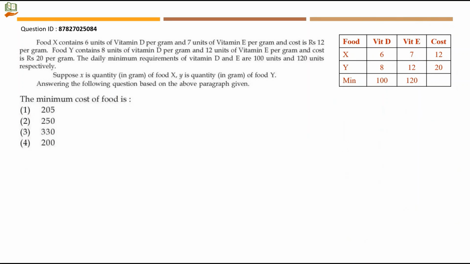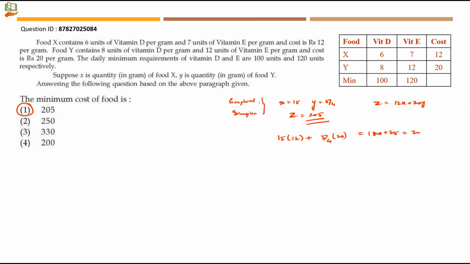Next question. The minimum cost of food is, as per graphical method, as per simplex method, we have x equal to 15, y equal to 5 by 4 and z equal to 205. So option number 1 will be the right answer. Just substitute the values 15 and 5 by 4 in Z is equal to 12x plus 20y. 12 into 15 plus 5 by 4 into 20. This will give 180 plus 25, which is equal to 205, the value of Z. So this is the minimum cost of food, 205. With this, we are completing Unit 1 questions.